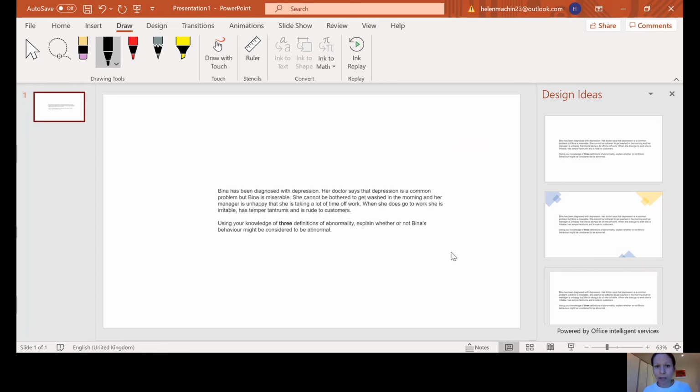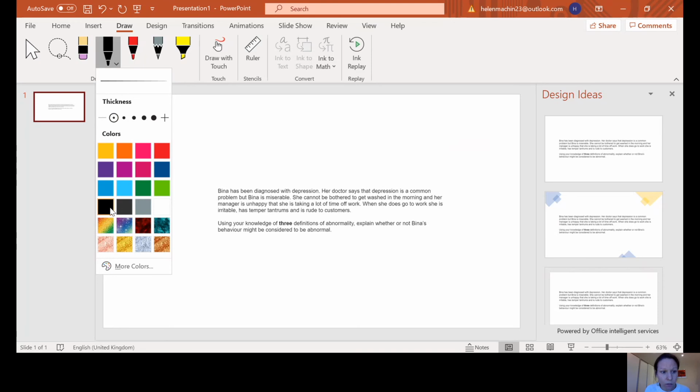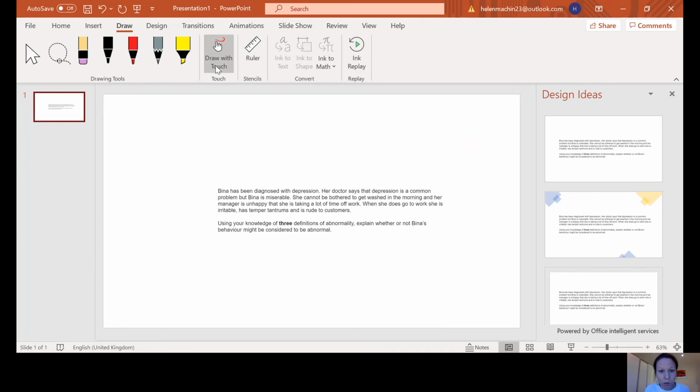But the important thing is that the students can see your thinking gradually, and you can break this up with that participation, with that question and answer. So I'll try and model how you might do that as well. So I want the students to see what I would do if faced with this particular question. So I'm going to say to them, just going to get my pen ready, draw with touch.